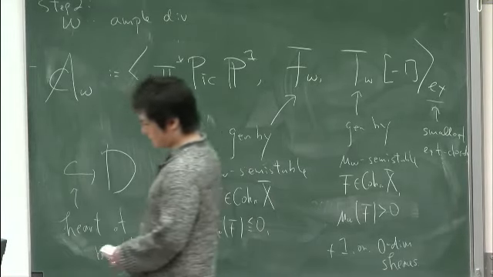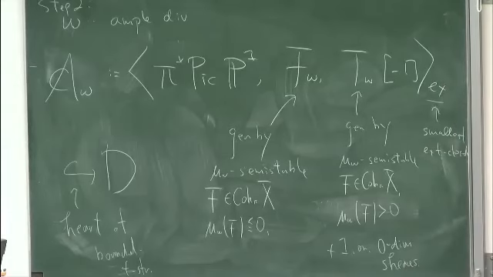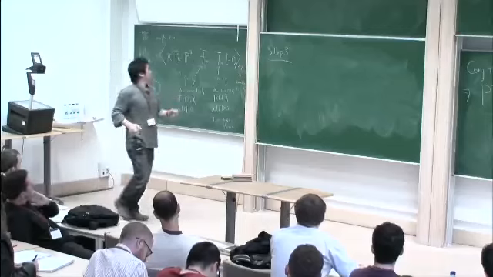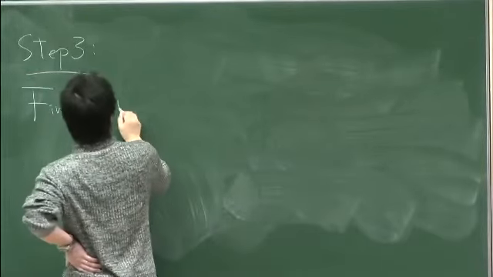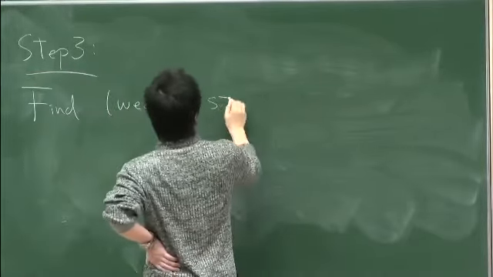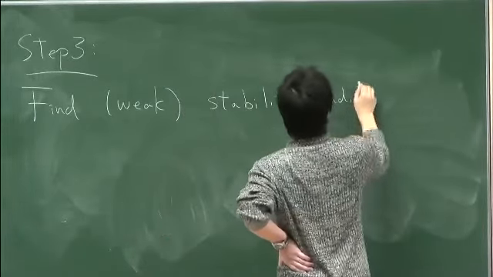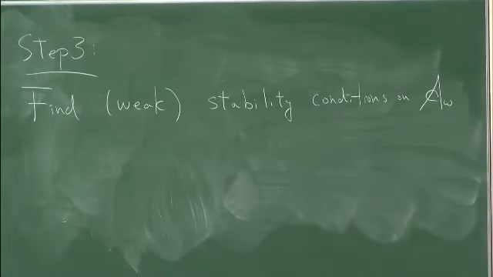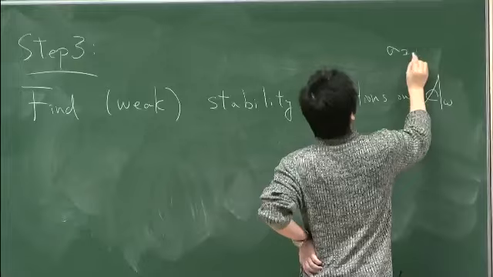As a third step, I would like to find stability conditions, or more generally, the so-called weak stability conditions. So I want to find stability conditions on A_omega which have some nice properties. That is sigma 1 and sigma 2.